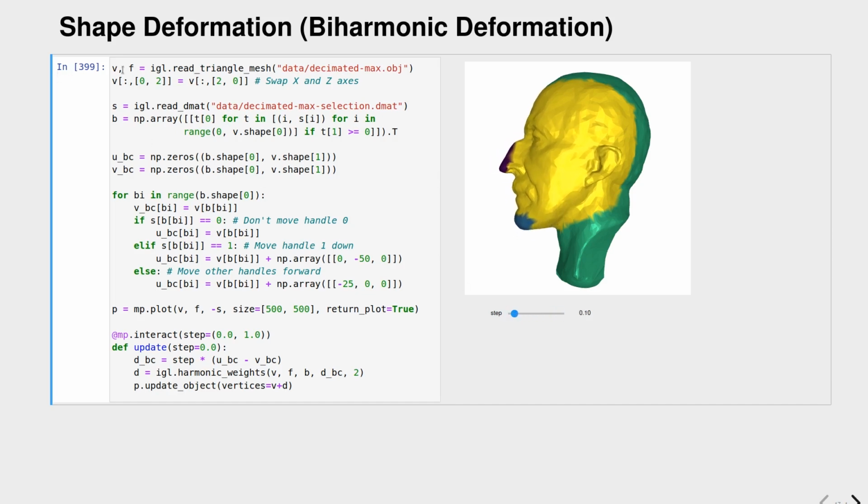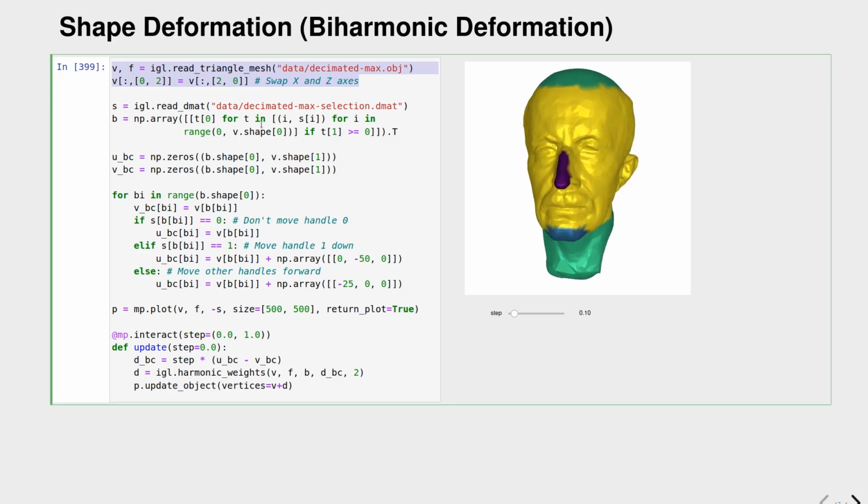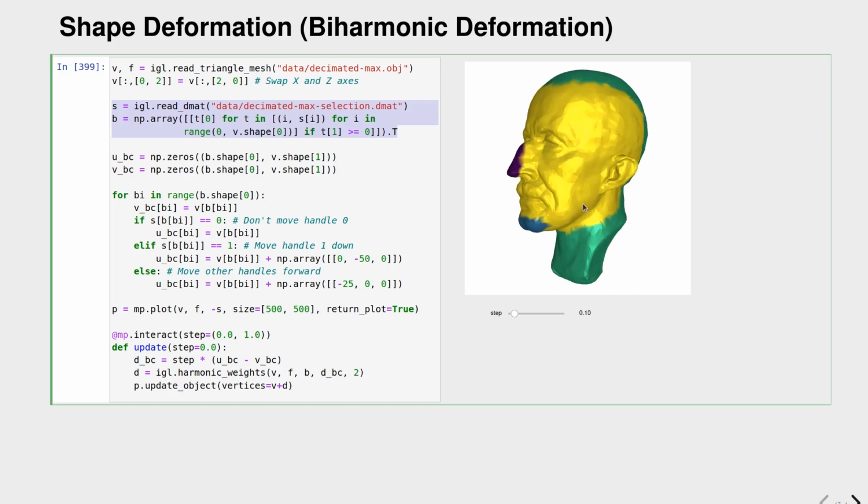So let's go through the code line by line. We first load our triangle mesh, and then we swap some axes to have this rotated already. We then load the selection here. So this is a DMAT file, and we load these selections to have these different regions selected.